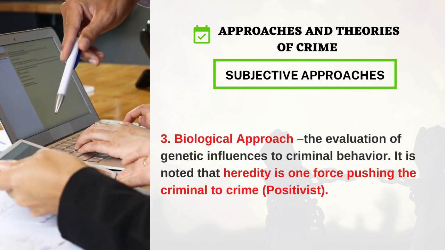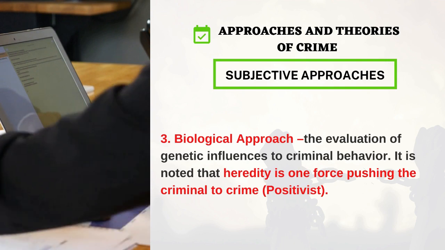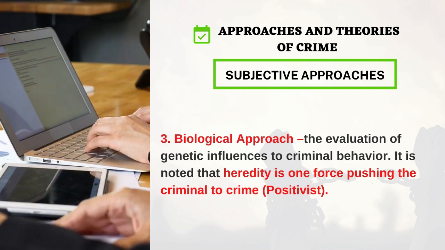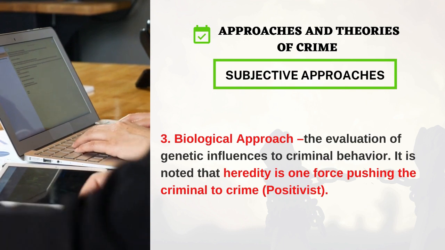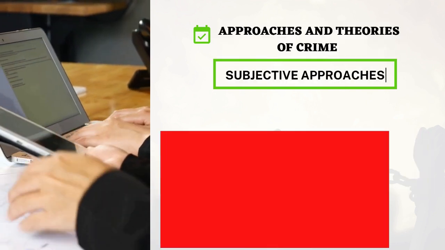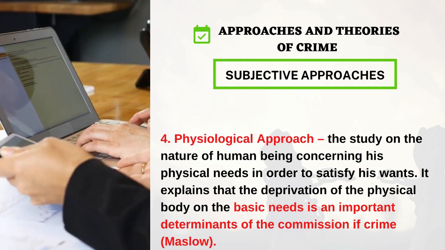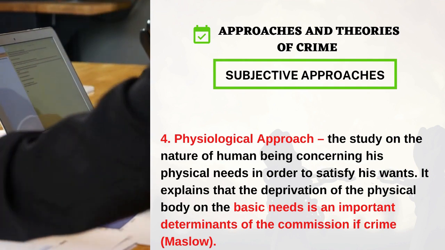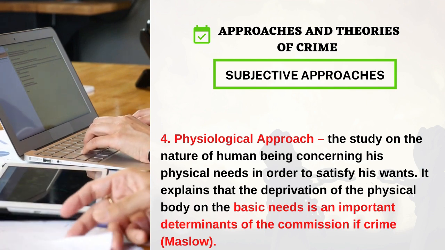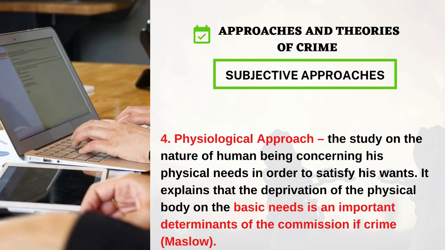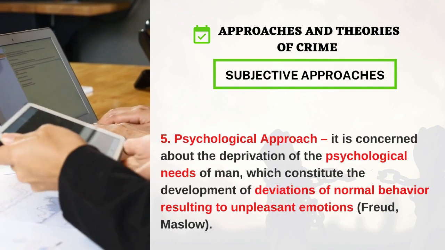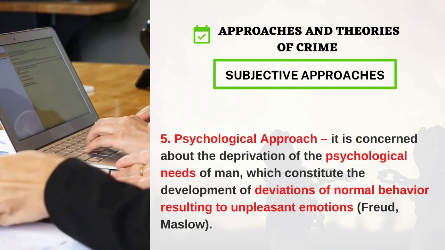3. Biological approach, the evaluation of genetic influences to criminal behavior. It is noted that heredity is one force pushing the criminal to crime, Positivist. 4. Physiological approach, the study on the nature of human being concerning his physical needs in order to satisfy his wants. It explains that the deprivation of the physical body on the basic needs is an important determinant of the commission of crime, Maslow.